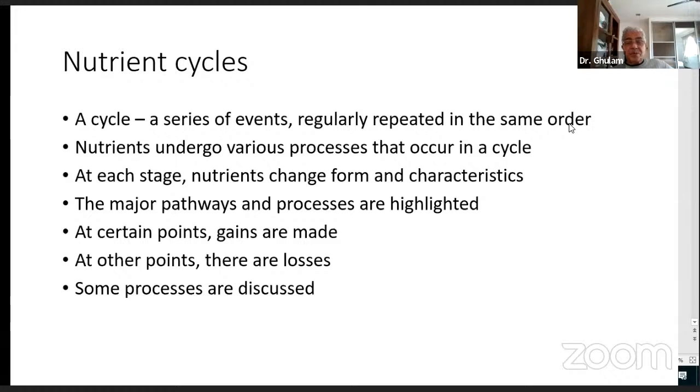There are various natural processes that occur with nutrients when we apply them to the soil and to the crop. Sometimes the nutrients will change their form and characteristics. I will try to highlight what the major processes are and how some of the pathways are affected.